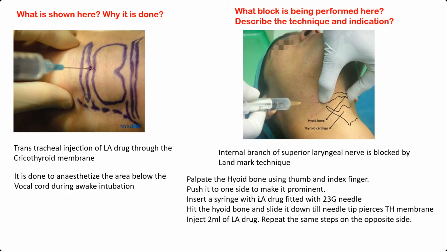Palpate the hyoid bone using thumb and index finger, push it to one side to make it prominent, insert the syringe with a 23 gauge needle, hit the hyoid bone and slide it down till the needle pierces the thyrohyoid membrane, inject 2 ml. Repeat the same thing on the opposite side. If you do that, you will have perfect analgesia of the glottic opening. So the patient will not go into laryngospasm, or you will not feel the tube entering, and the cooperation will be very, very good if you are able to do this block successfully, as well as the previous block. So that is about its indication in awake intubation.